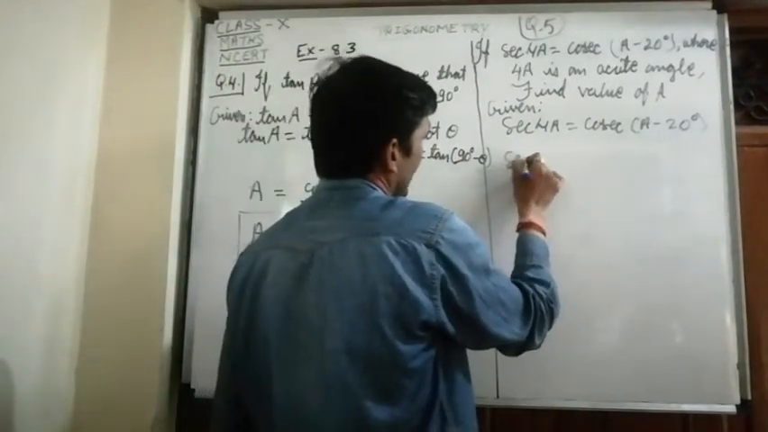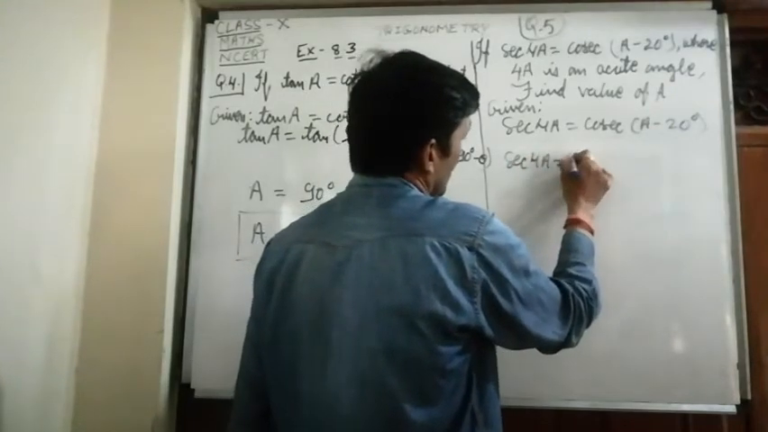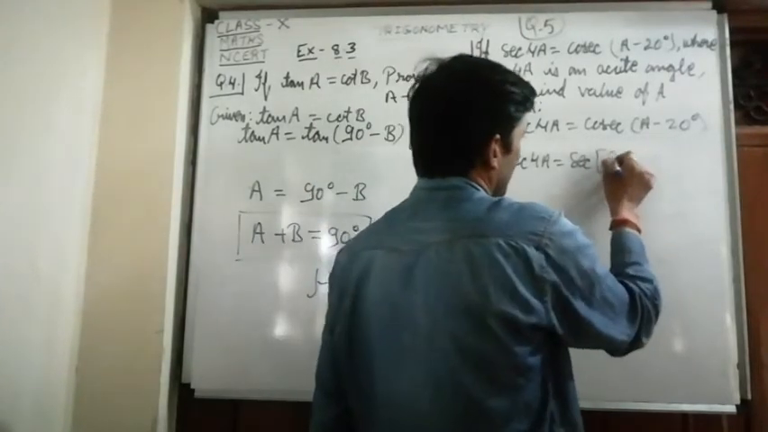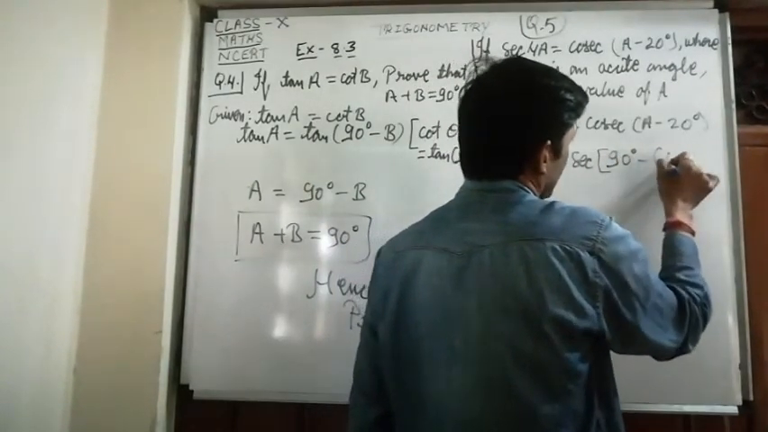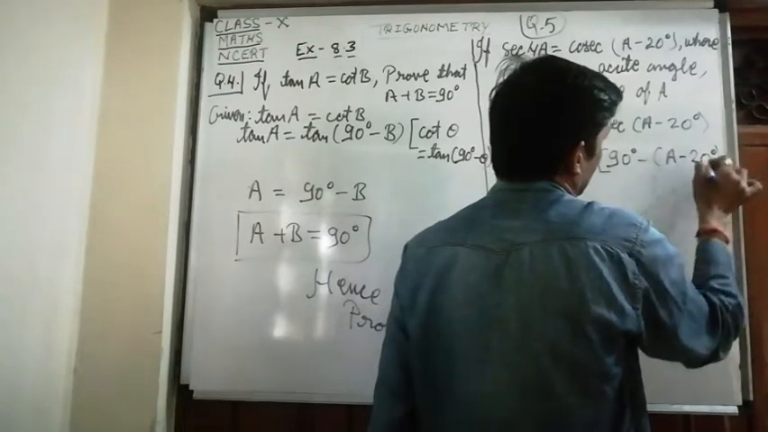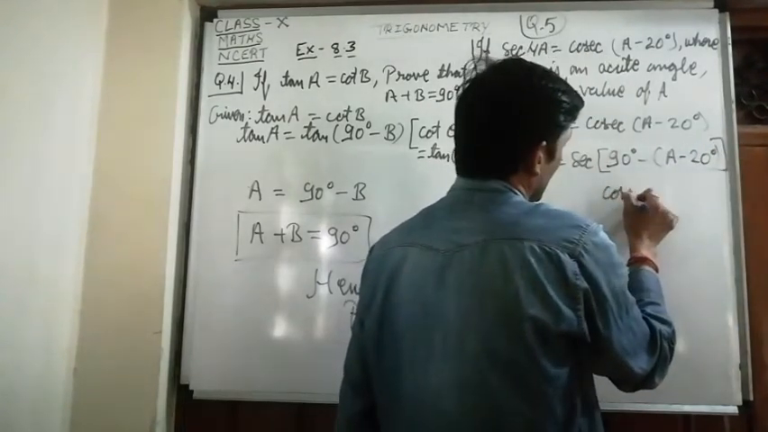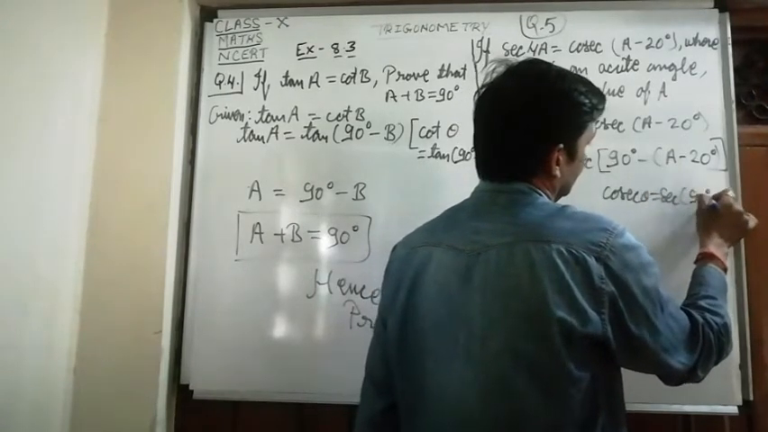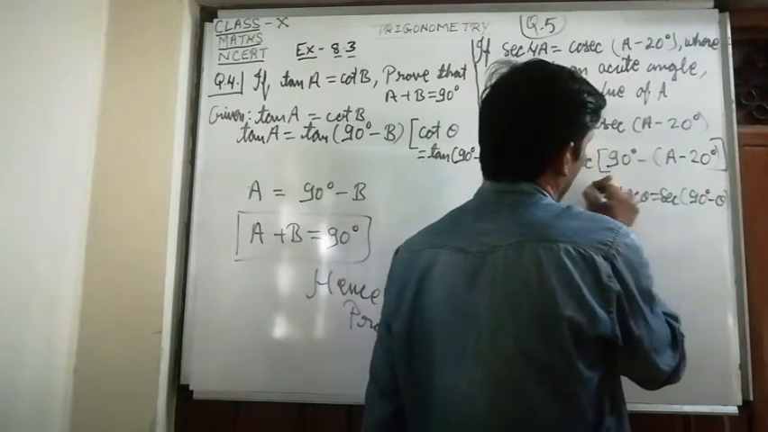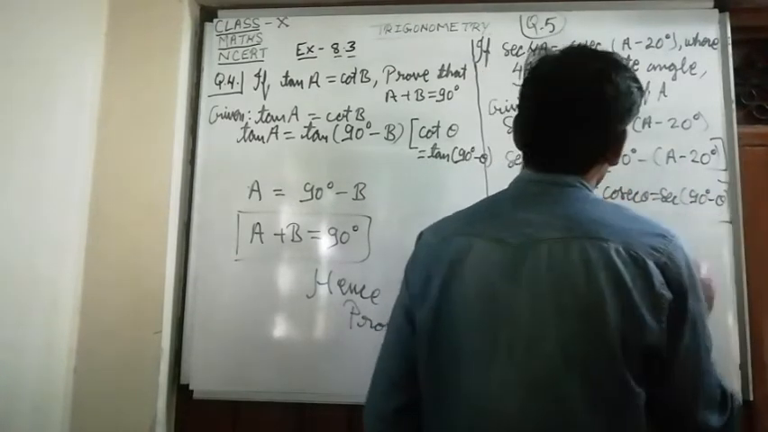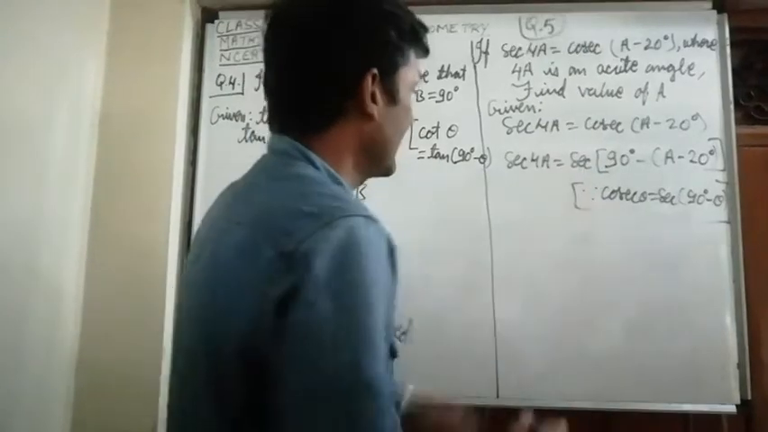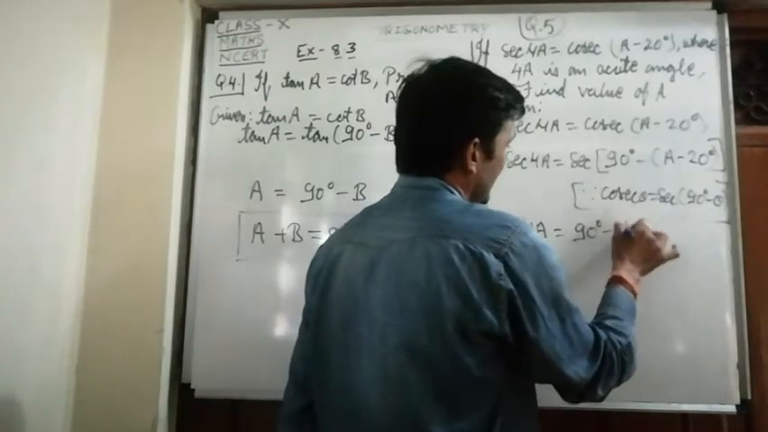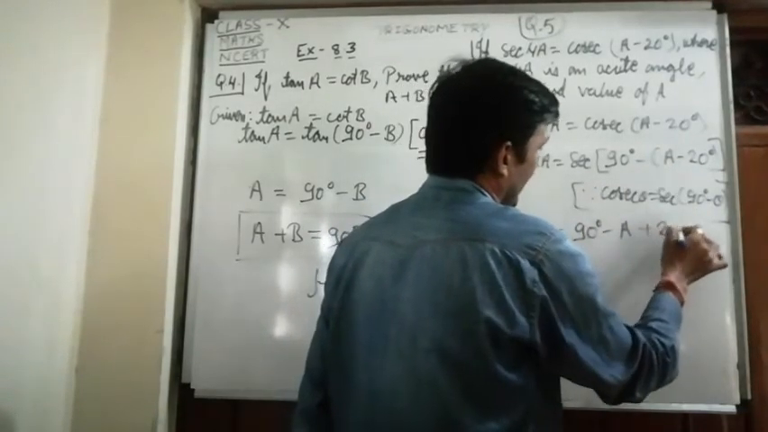So we may write here sec 4a is equal to sec (90 minus a minus 20), because sec (90 minus theta) is cosec theta. So cosec theta is equal to sec (90 minus theta). This formula we have applied. So now this sec will be cancelled by this sec. So 4a is equal to 90 degree minus a, and minus into minus plus 20 degree.